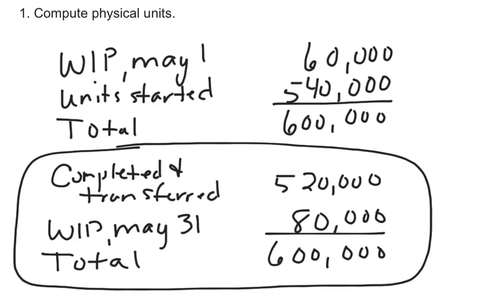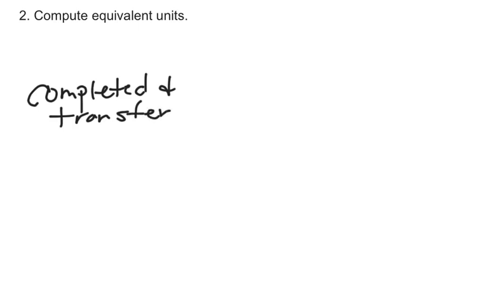So we're looking at an end result here. So we want to look at that completed and transferred out, and then anything that's left over in ending inventory. So let's go here. All right, equivalent units. So I want to see how much process has been done on all of these. And again, to refresh, we're looking at completed and transferred, and we're also looking at our ending work in process.